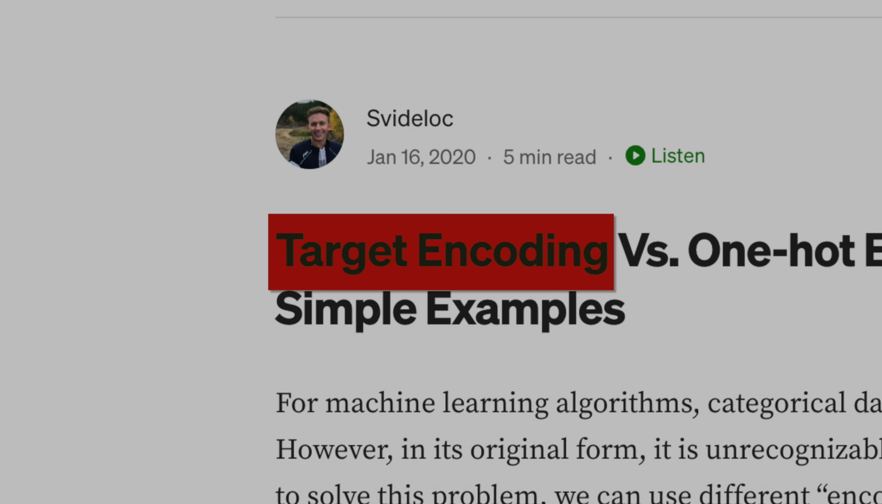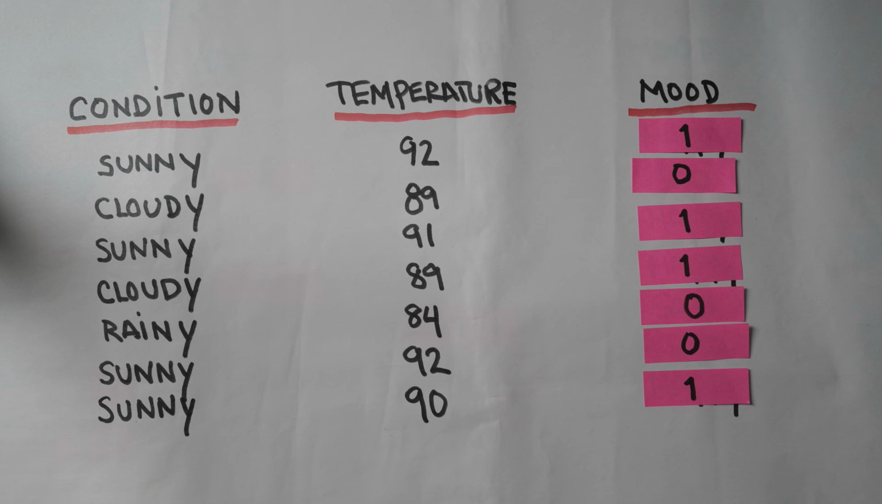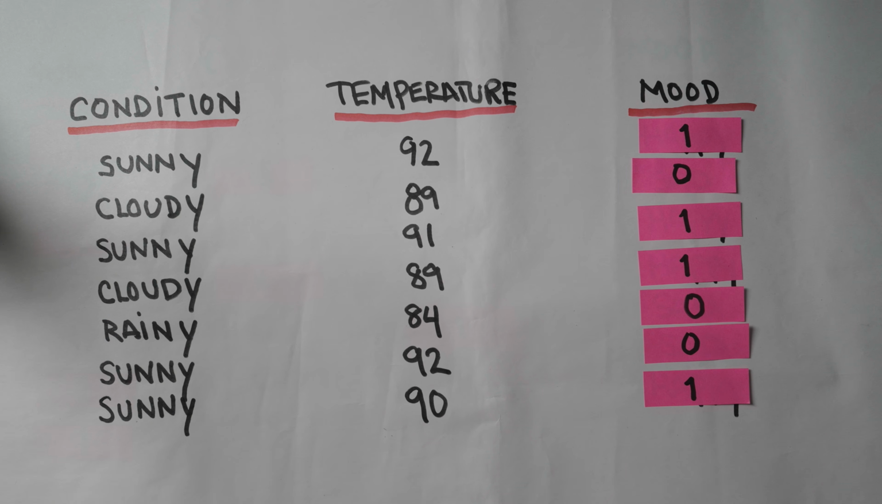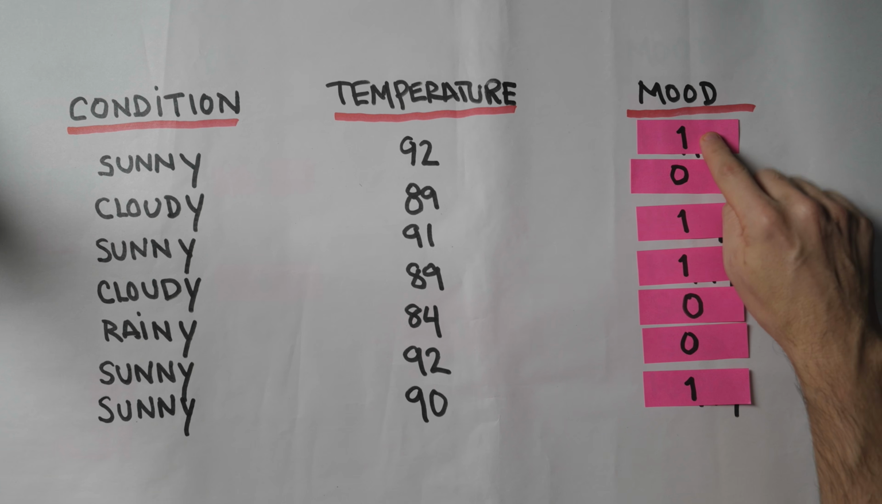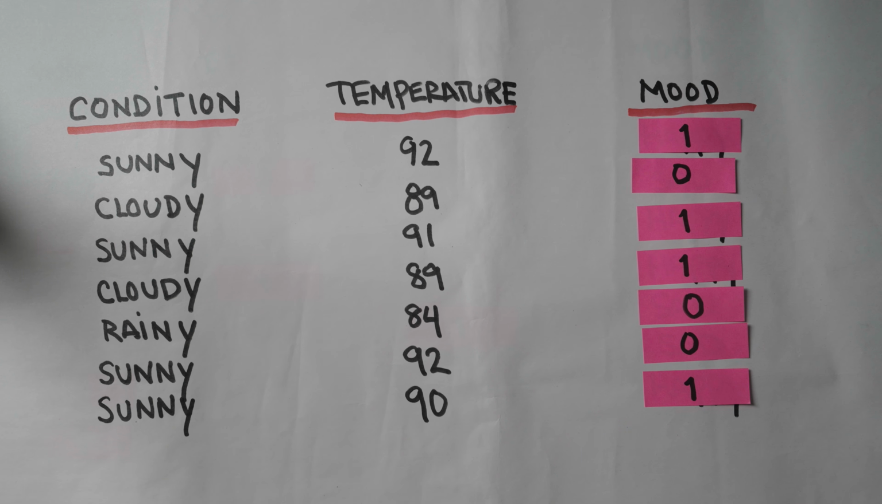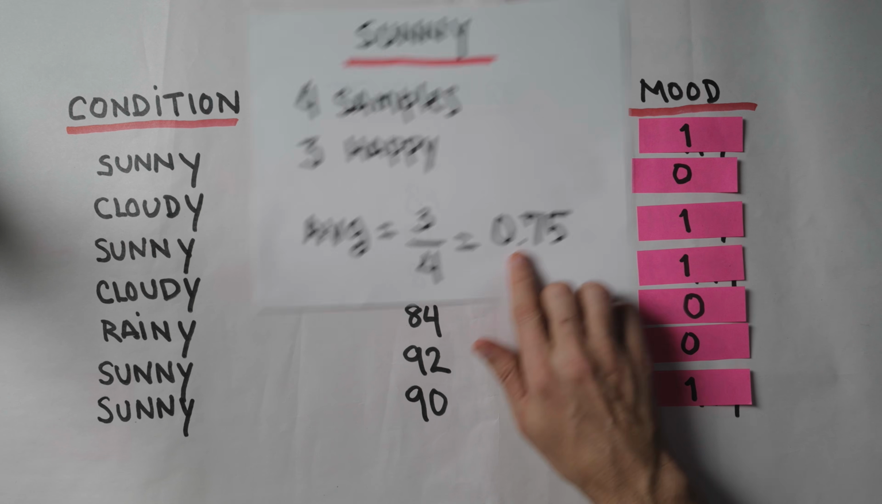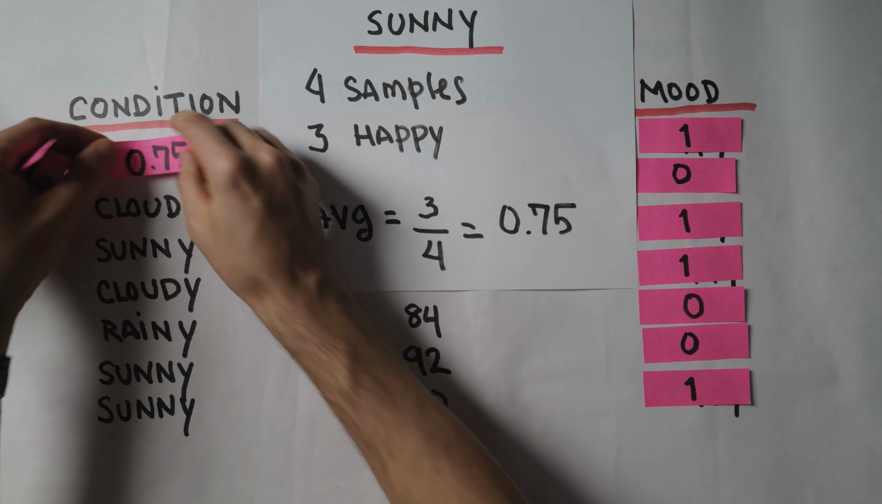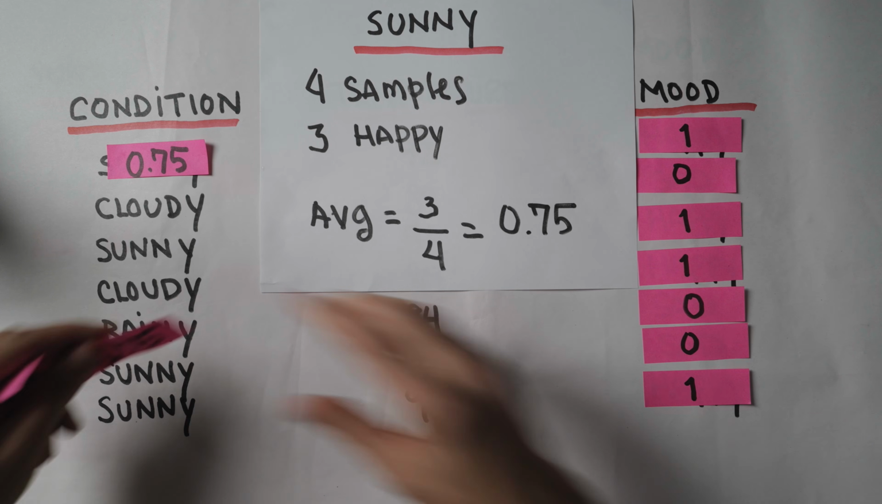And that's where target encoding comes in. The name describes what happens here. This encoding uses the target column to decide how to replace the text in the data. I'm going to start with one value, for example, sunny, and I'm going to ask, what's my mood on average every time the day was sunny? In this case, my mood is happy or 1, 3 out of 4 times the day is sunny, so the average is 0.75. And that's the value that I'm going to use to replace the text sunny.